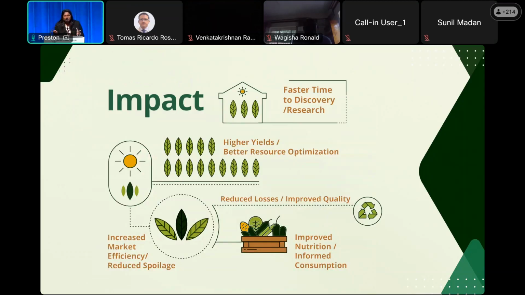All these applications that I just showed, we see that it has impact across the value chain. So we are seeing that AI is making it easier to do research and making it faster to get to insights. We see that AI is helping us get better yields and better resource optimization. We see reduced losses, improving quality of produce. We also see increased market efficiency and reduced spoilage. Some of the use cases, like I mentioned, also include improved nutrition and informed consumption as the impact.